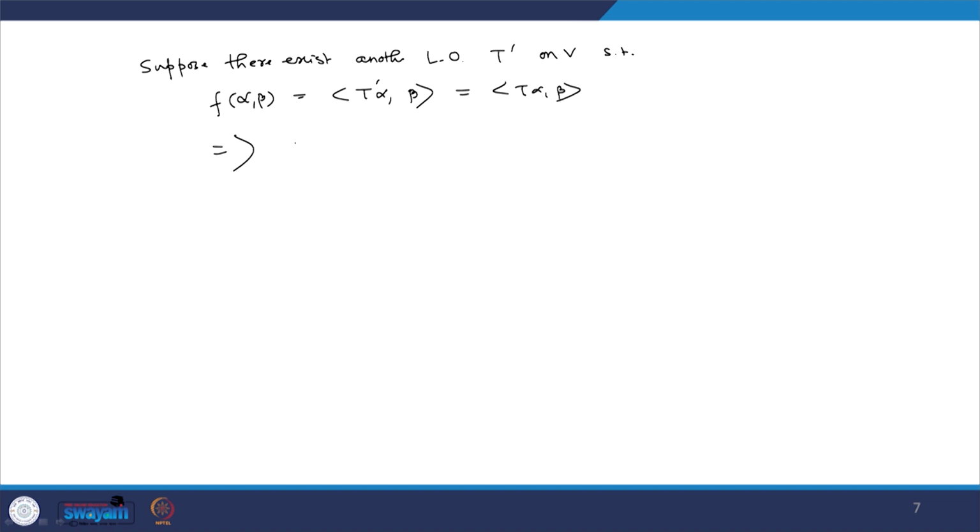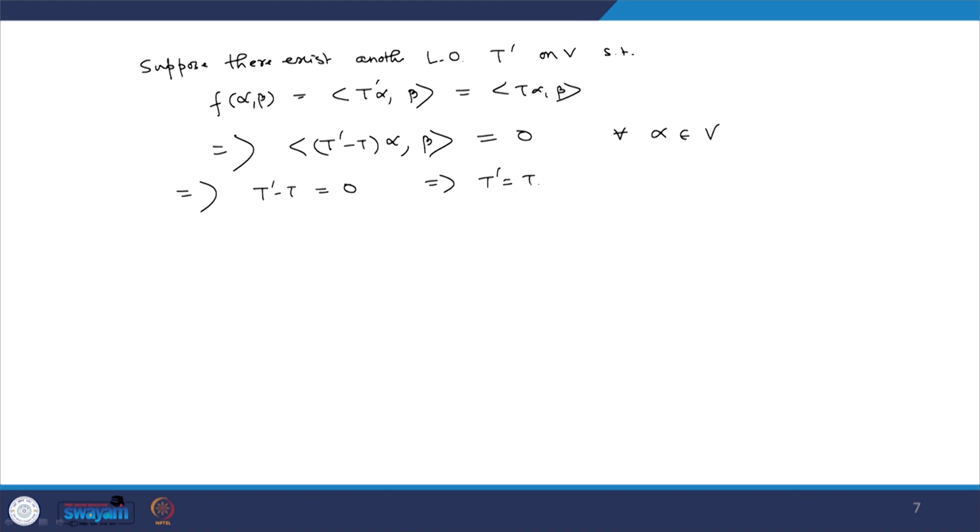So, this implies that the inner product of (T prime minus T) operating on alpha, and beta, is equal to 0, because both T and T prime are linear operators. So, I can use the property of the linear operator, and this is true for all alpha belonging to V. So, this implies that T prime minus T must be equal to 0. So, T prime equals T. So, we have shown there exists a unique linear operator T associated to the form f such that f of alpha, beta equals the inner product of T alpha and beta.